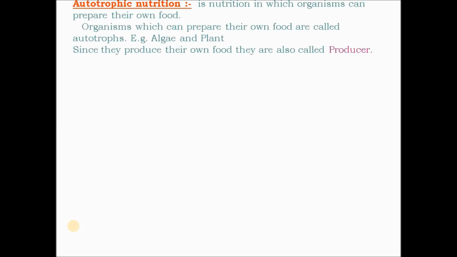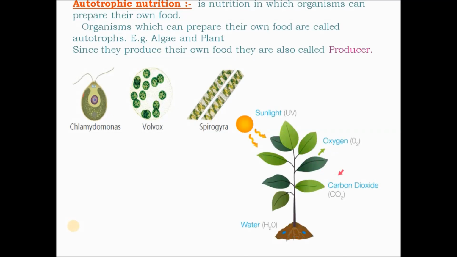Let us see what autotrophic nutrition is. Autotrophic is a Greek word which is a combination of two words, auto and troph. Auto means self and troph means nourishment, and troph also means organism. Thus, the organisms which make their own food are called autotrophs, such as green plants. The mode of nutrition in which an organism can prepare its own food is called the autotrophic mode of nutrition. Therefore, green plants are also known as producers.